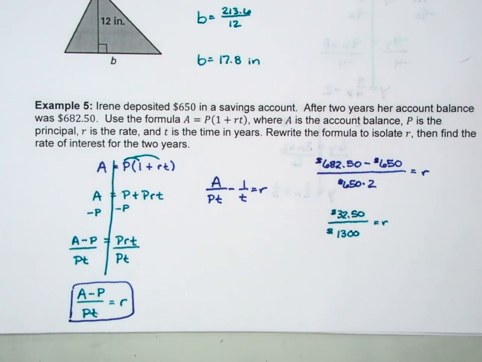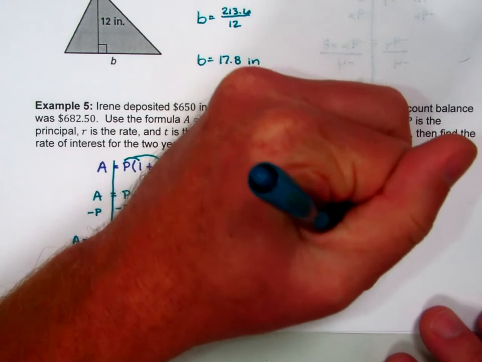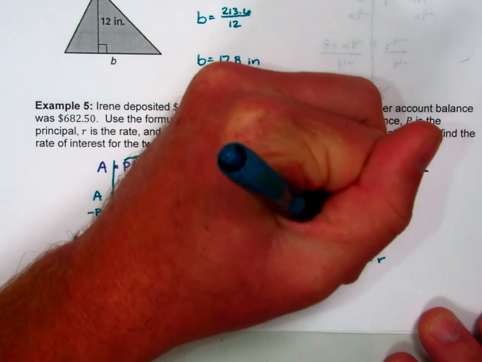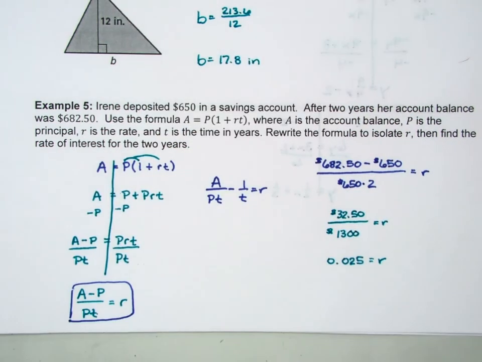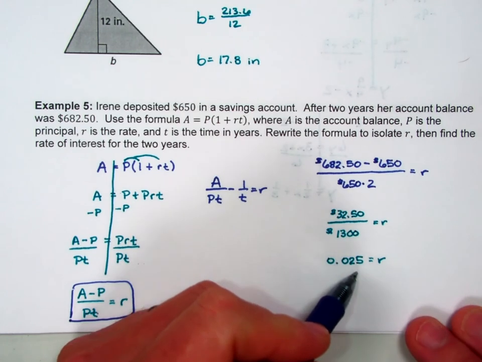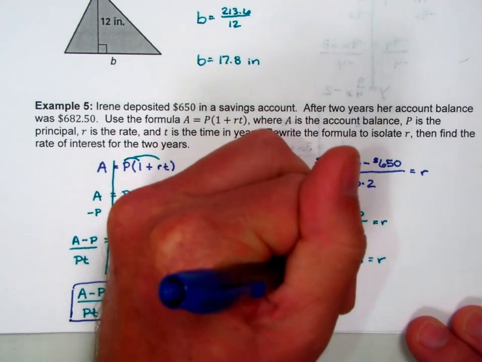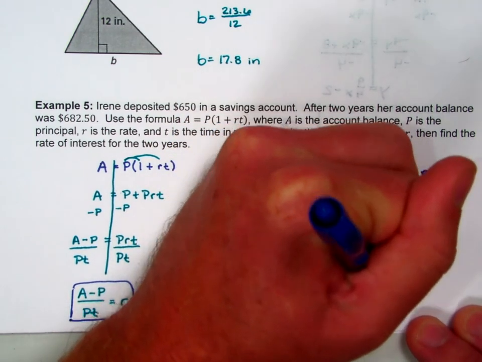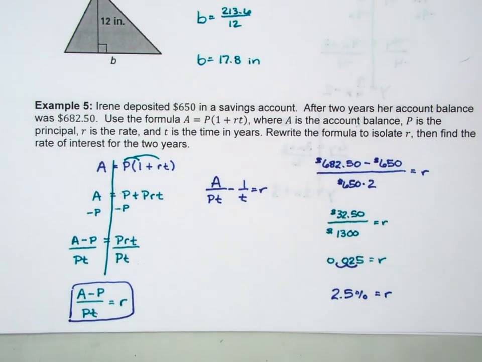So if we take 32.50 and divide by 1,300, this R becomes 0.025. Now, if you recall when we talked about this formula last year, our rates must always be put into this decimal. So you should be able to take this decimal and convert it back into a percentage, slide this 2 spots to the right, and our final rate would be 2.5%. And again, 2.5% is the same as 0.025, the decimal that we got earlier.